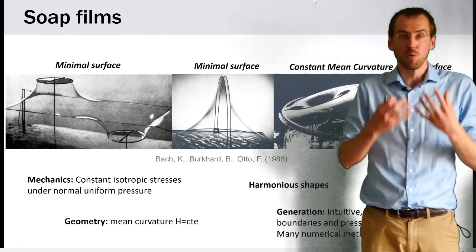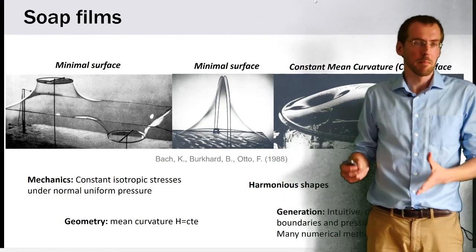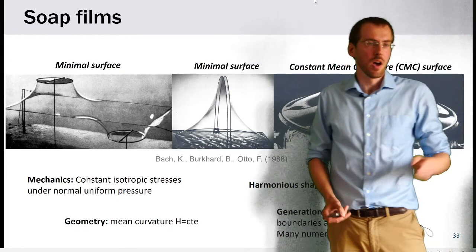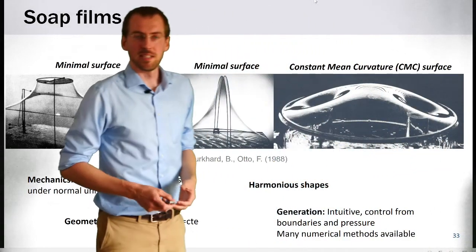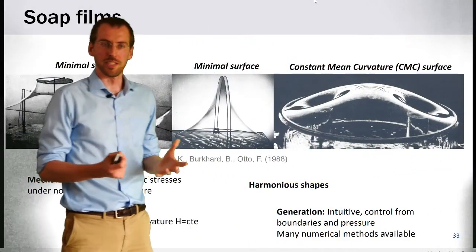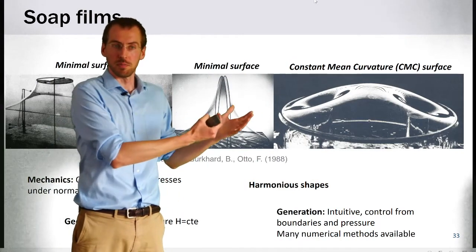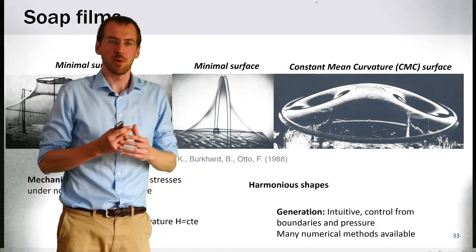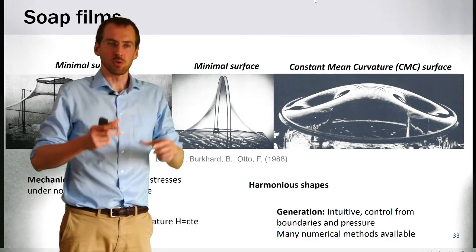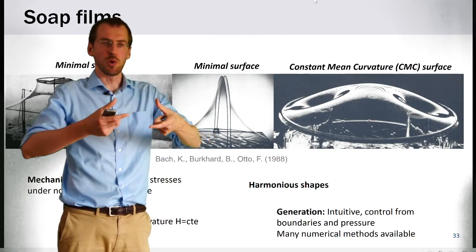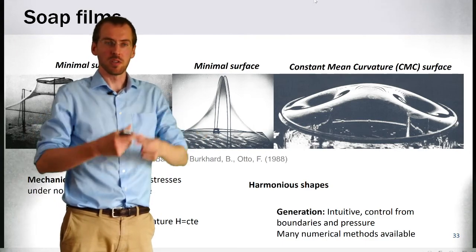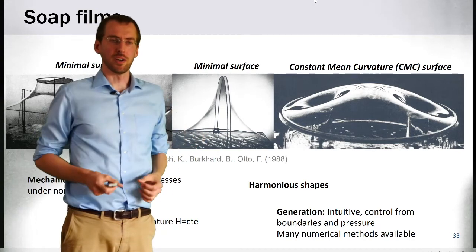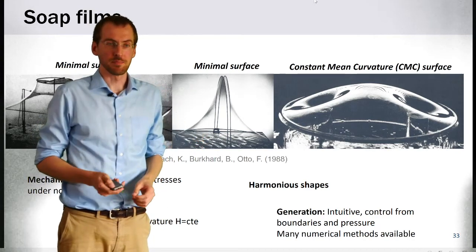And these surfaces are very well known geometrically. We know that their mean curvature is constant everywhere. This mean curvature is 0 in the case of minimal surfaces. It is a constant that is not 0 in the case of constant mean curvature surfaces. They always give harmonious shapes, and their generation is intuitive, as you can control them by their boundaries exactly as you would control a soap film between your fingers, and as you could just blow on one side to inflate it more or less.